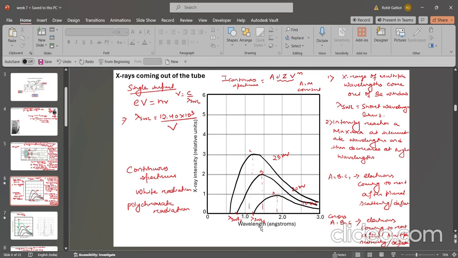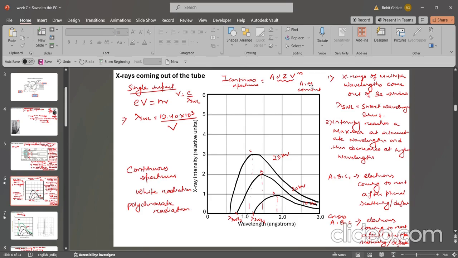And the total X-ray energy emitted per second is proportional to the area under one of these curves. The area under one of these curves will define the total X-ray energy emitted per second. Another parameter is the atomic number of the target on which it is falling, and the third one is the tube current. So it depends upon these parameters: A is a constant, Z is your atomic number, then your voltage raised to the power m. This is the constant, generally around 2.